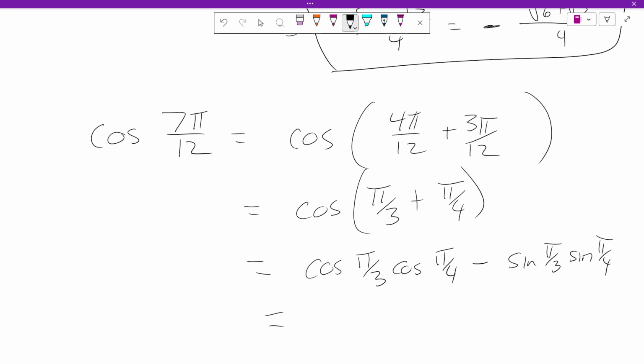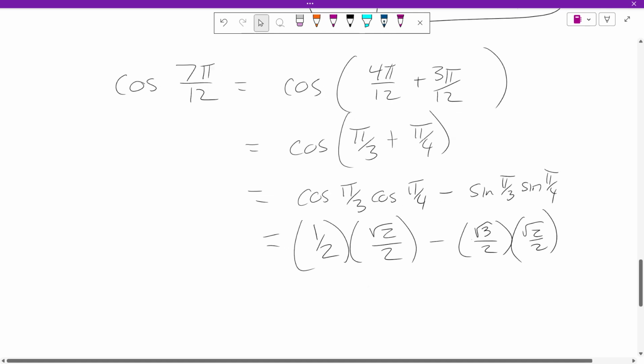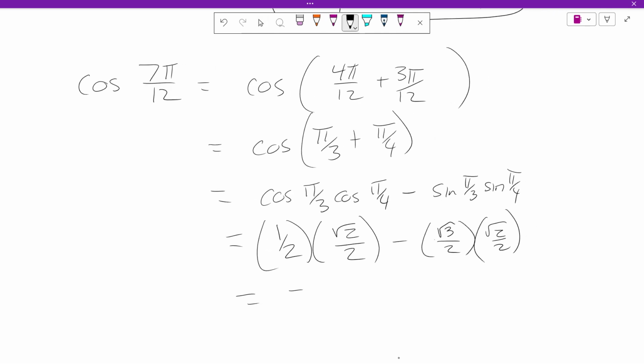What's the cosine of pi over 3? 1/2. Cosine of pi over 4? Minus sine of pi over 3? Sine of pi over 4. So it's square root of 2 over 4 minus square root of 6 over 4, which is square root of 2 minus square root of 6 all over 4.